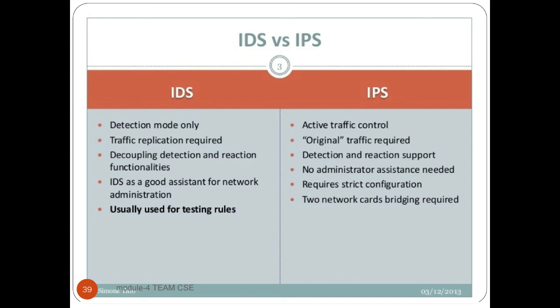IDS is a good assistant for network administration. Here no administrative assistance is required, whereas strict configuration is required with respect to IPS. IDS is usually used for testing rules. For the IPS, two network cards are going to be required. These are some of the differences between IDS and IPS. Right? Okay, next slide.